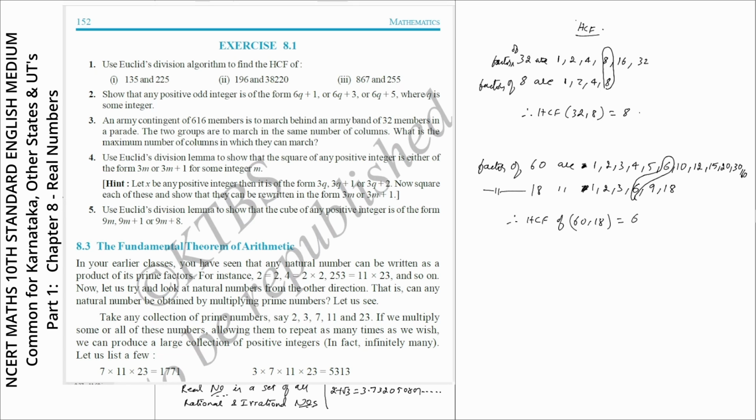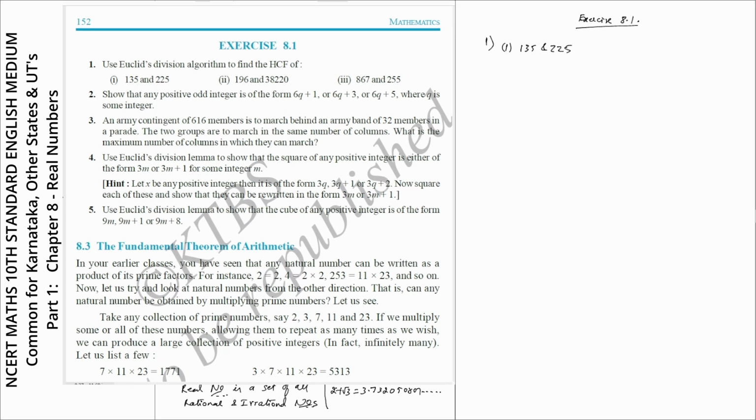But what if the numbers are very big, like as shown in exercise 8.1? See here, 135 and 225, here 196 and 38220, and here 867 and 255. So if we go with the normal procedure, we need to list all the factors, and it becomes a tedious process. So instead of that, we can use Euclid's division algorithm to find the HCF of two numbers. That one we'll do now.